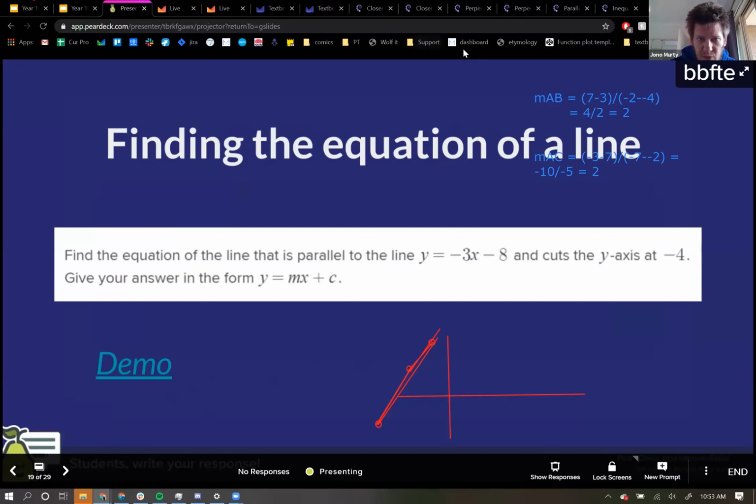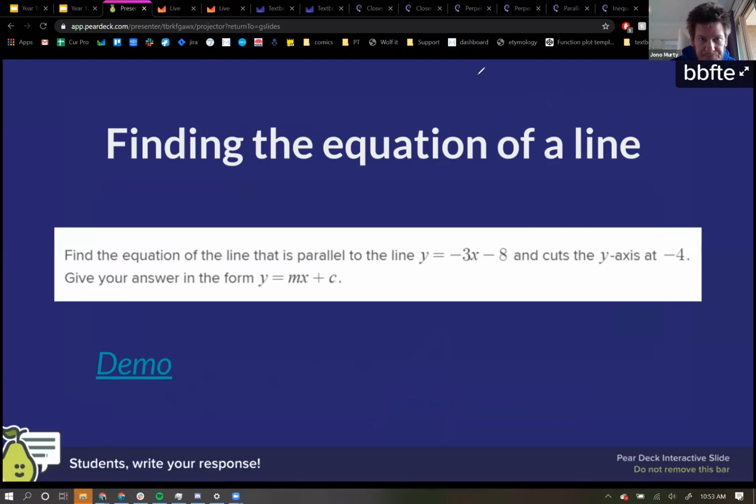I'll just go over this one quickly while you're having a go at it if you want. Feel free to just watch. It's always handy to draw lines. You draw the graph if you haven't been given it, just to visualize what's going on. So we know it cuts the y-axis at minus 4. It's here-ish. And it's parallel to the line y equals minus 3x minus 8.